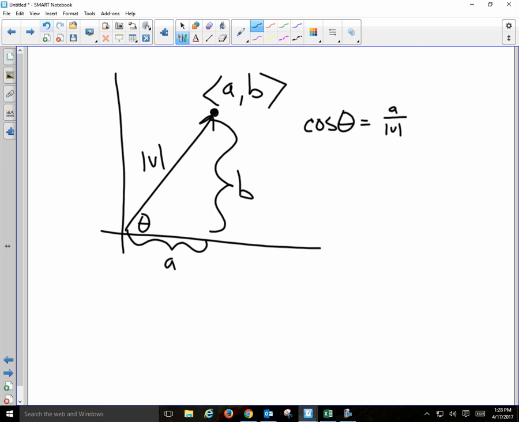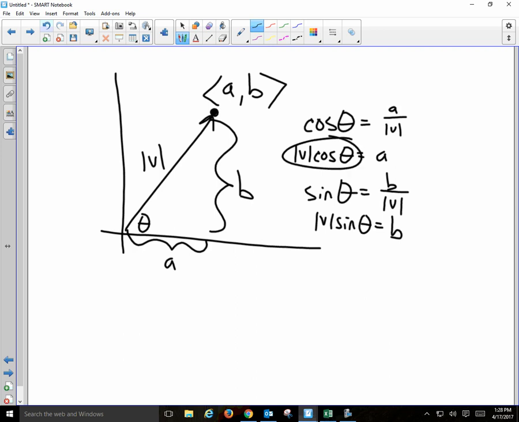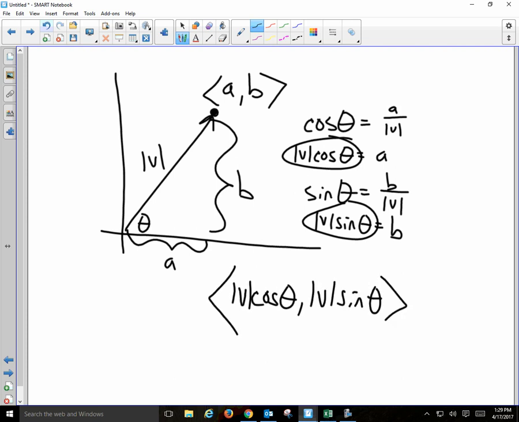And we could solve for a then by saying that the magnitude of the vector times cosine of theta is equal to a. Similarly, if you want to think about b, b is the opposite. So you think of what trig function? Sine of theta is equal to b divided by the magnitude of the vector. So the magnitude of the vector times sine of theta is equal to b. Or in other words, you could replace a with this, and you could replace b with that. So we get the magnitude of v times the cosine of theta, and the magnitude of v times the sine of theta. So this is the horizontal component, and that's the vertical component.